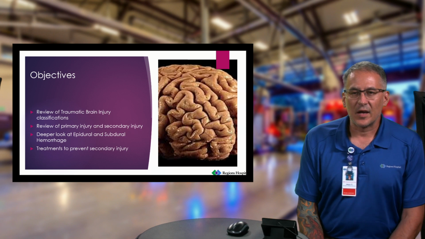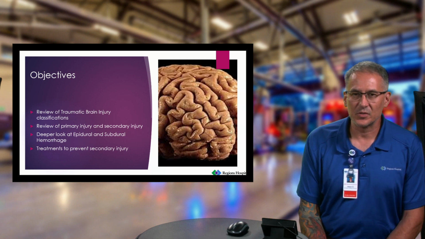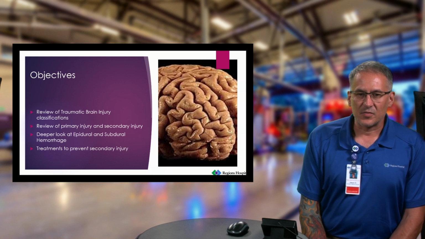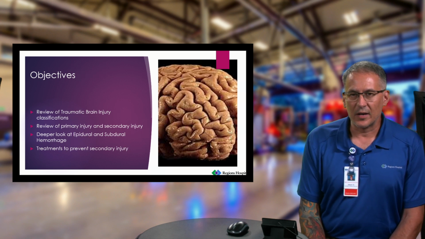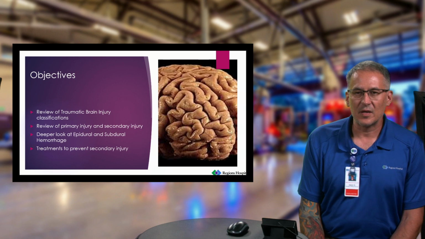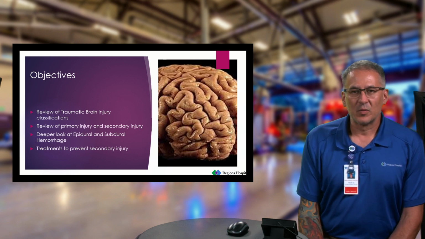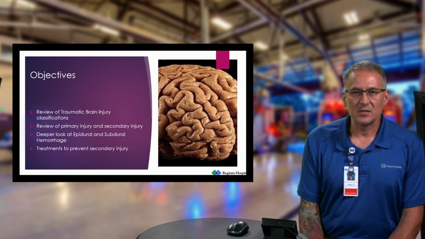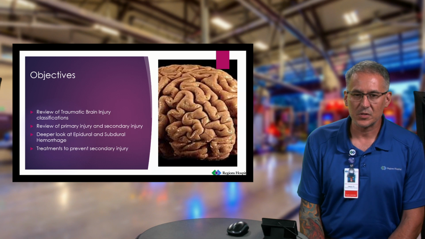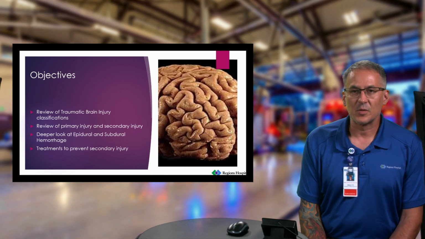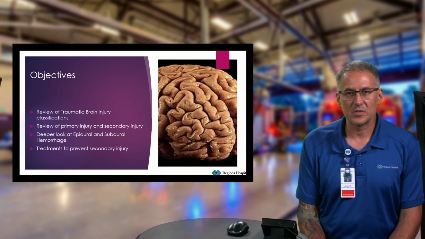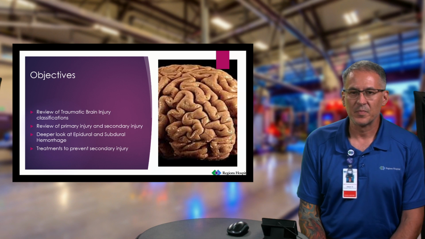As far as talking about head injuries, obviously numerous source materials, numerous books, classify different types of traumatic brain injuries, and we'll discuss them briefly and review them. And then we're going to talk predominantly about primary and secondary injury, and specifically focus in on subdural and epidural hemorrhages. And then some of the things that we can do as far as treatments in order to prevent that secondary injury.